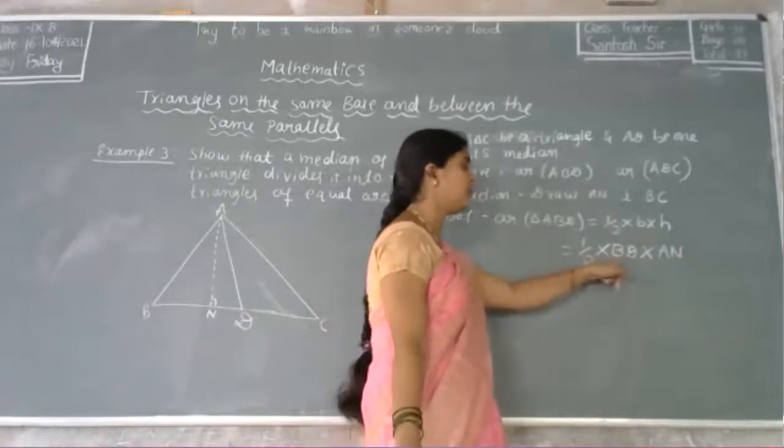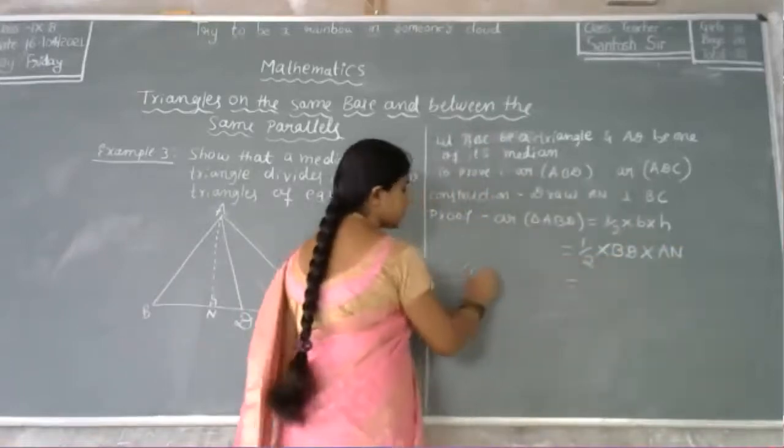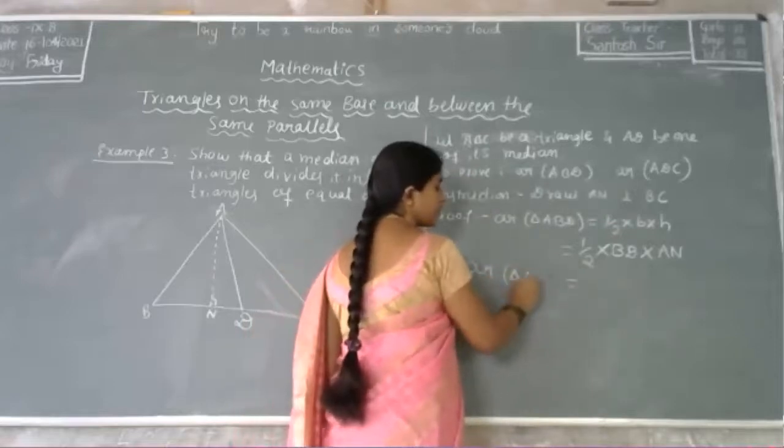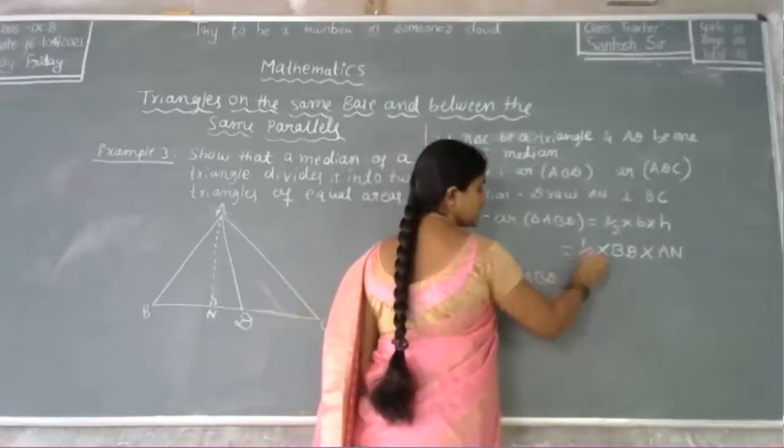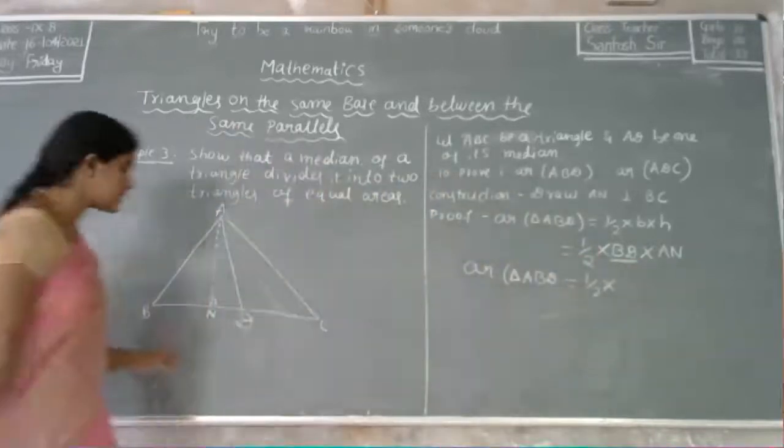Half into BD into AN. And in the very next step, in the LHS part, what is there actually? Area of triangle ABD is equal to half into BD. So here you just observe BD.